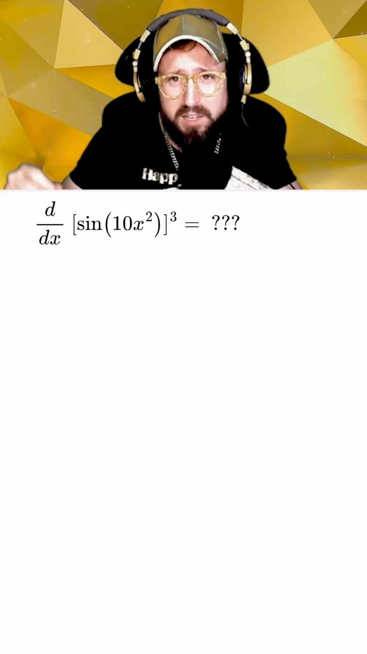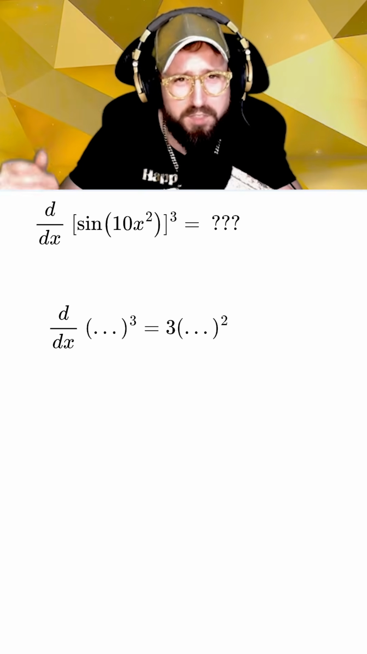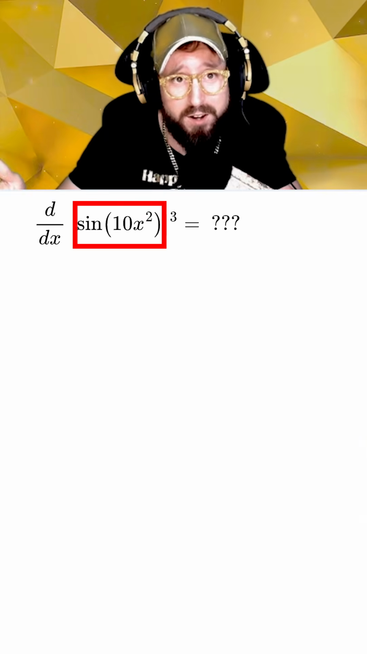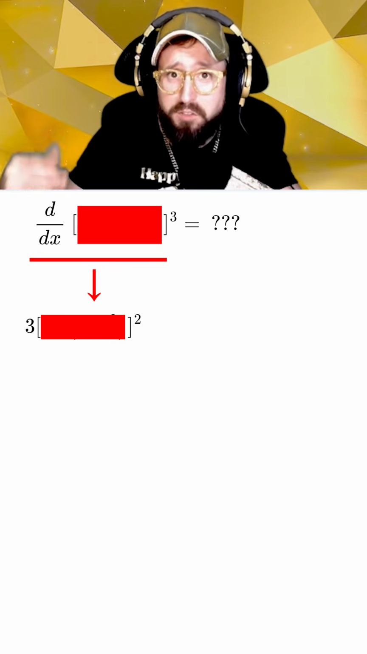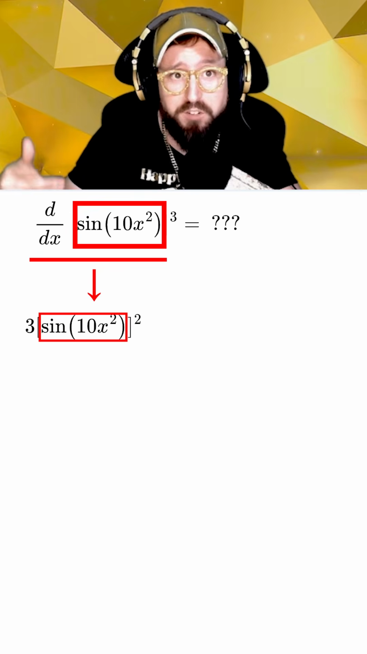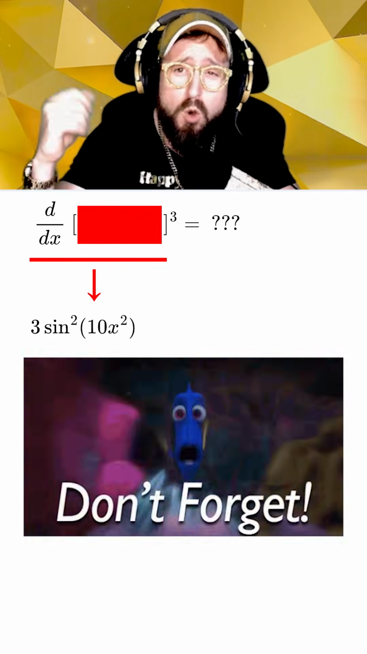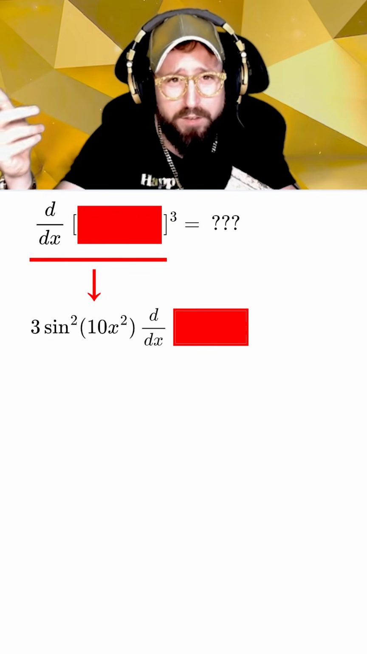In this case, we see that life would be a lot easier if we were just taking the derivative of something to the third. So I'm going to call my box the sine of 10x^2, and then take the derivative. This gives us 3 times the box to the second, which after plugging back in will be 3 sine squared of 10x^2. But don't forget, we still need to multiply by the derivative of what was inside the box.